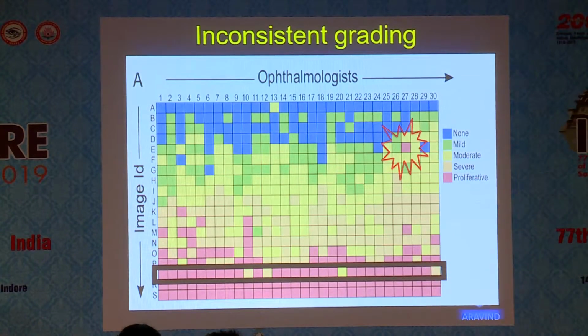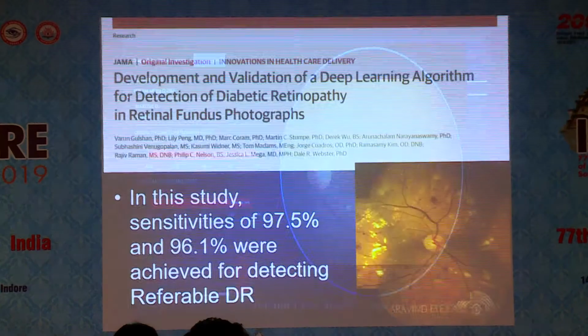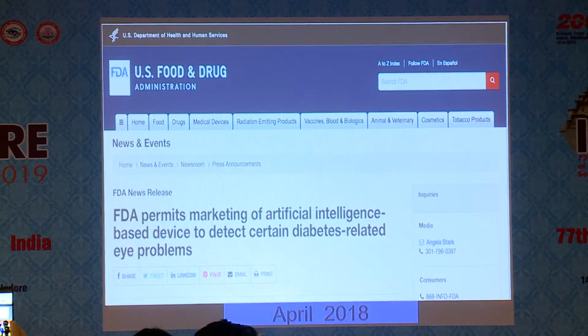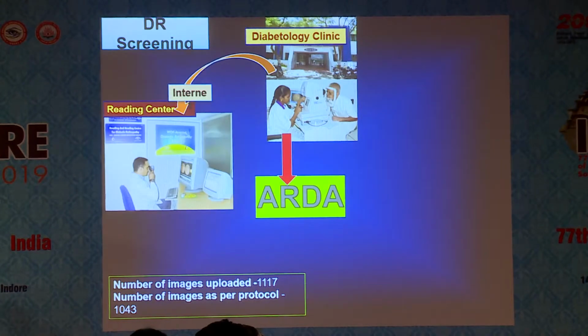So the whole idea is that the whole grading is so inconsistent, as Akinori pointed out. When 2 or 3 different people are grading the same image, a PDR could be read as mild or moderate, as you can see in this, where even a proliferative diabetic retinopathy was considered as a mild NPDR. Our study done earlier had shown a very high sensitivity of 97% and specificity of 96% in our earlier studies, and I think most of this have been read.